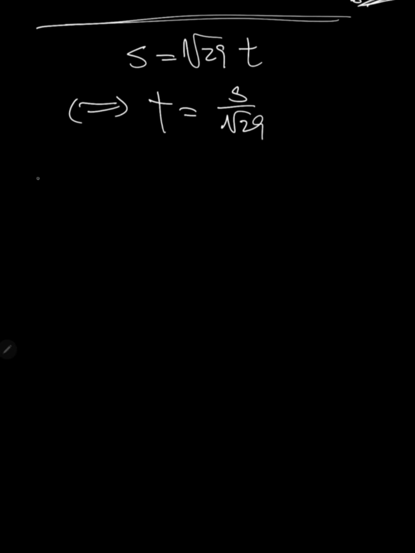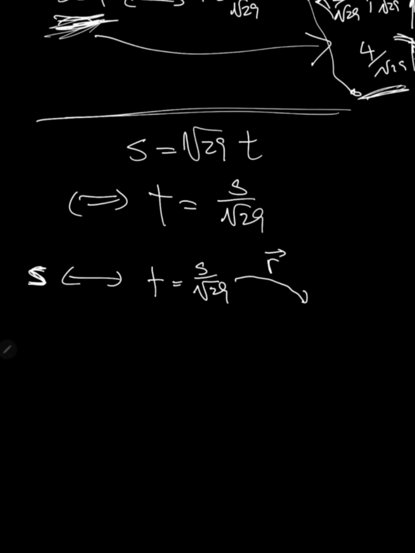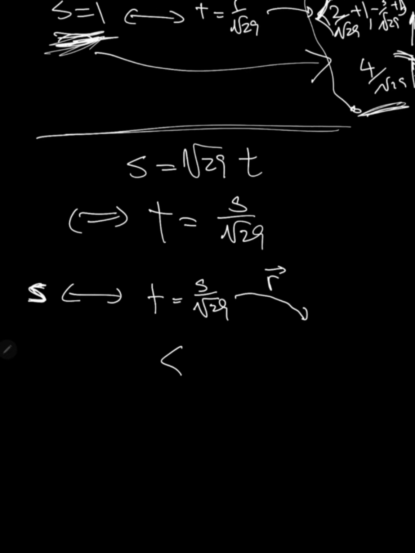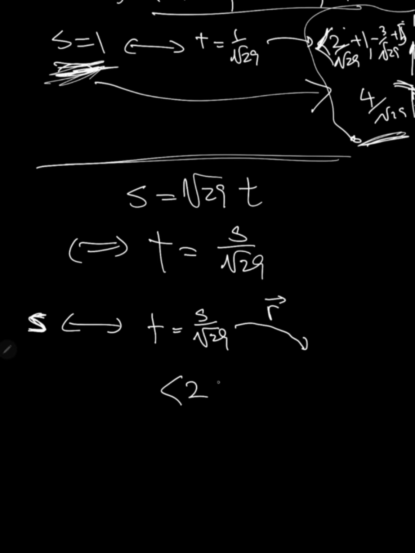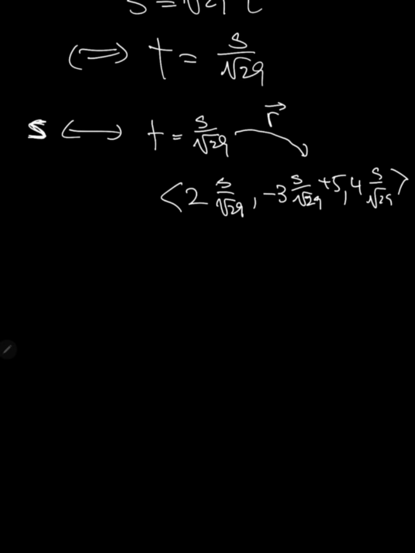So ultimately my parameterization is, if I'm at the position s for my new parameterization, if I'm at time s, that corresponds to time t equals s over root 29, and that corresponds to, if I use the original parameterization r, I'm going to try to not make it as squished as above. Here's my parameterization, right? So it's just 2 times t, which is s over root 29, comma, minus 3 times s over root 29, plus 5, comma, 4 times s over root 29. Okay? So in this way, I get a formula for my new parameterization.